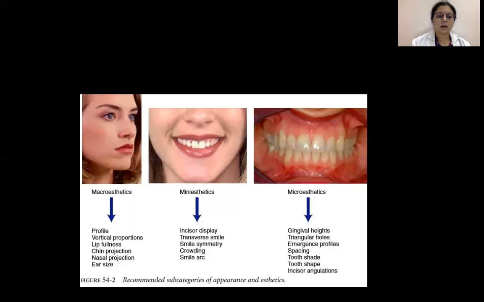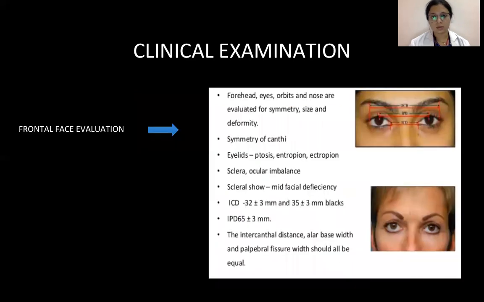So there are some recommended subcategories of appearance and aesthetics: macro aesthetics, mini aesthetics, and micro aesthetics. The macro aesthetics involves the profile, the vertical proportions, lip fullness, chin projection, nasal projection, and the ear size. Mini aesthetics includes the incisor display, transverse smile, smile symmetry, crowding, smile arch. Micro aesthetics: gingival heights, triangular holes, emergence profile, spacing, tooth shape, and incisor angulations.